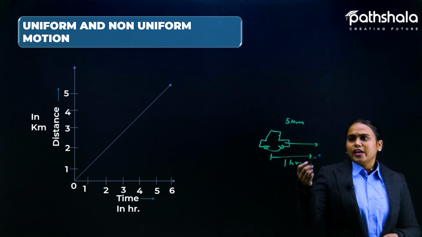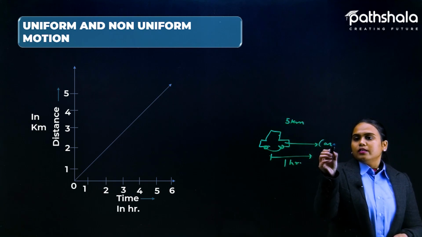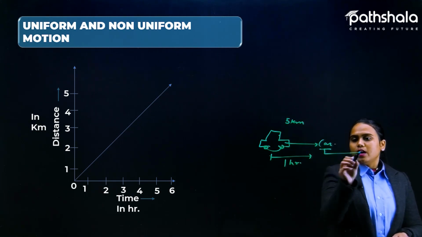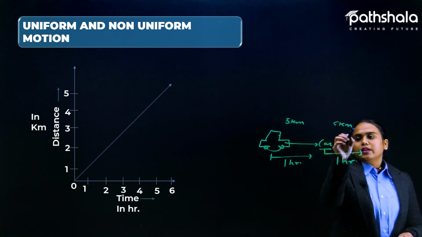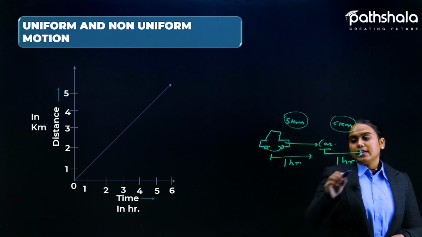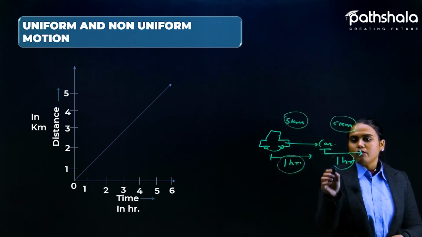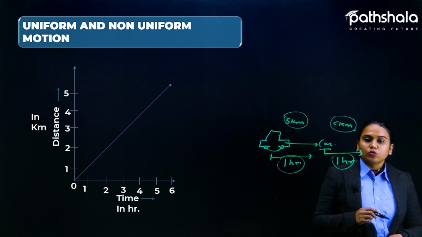That is too much of a gap, okay, but let us consider it for example. In another hour, again it has traveled 5 kilometers. That means it is covering the same amount of distance in the same amount of time. So here is the example of uniform motion.